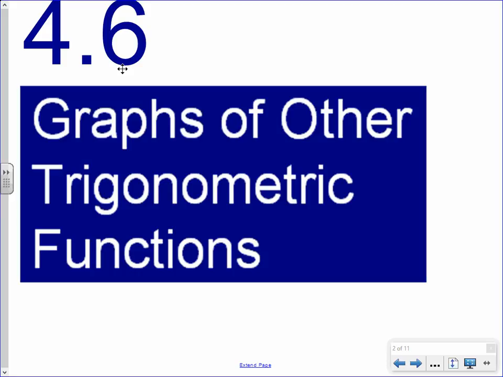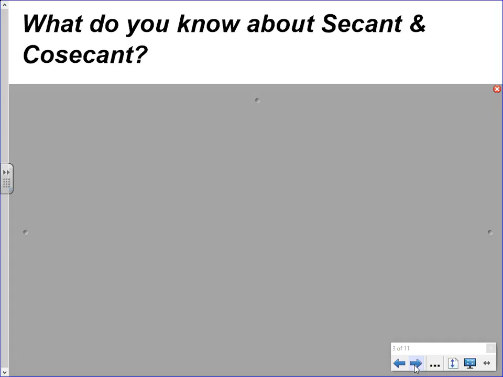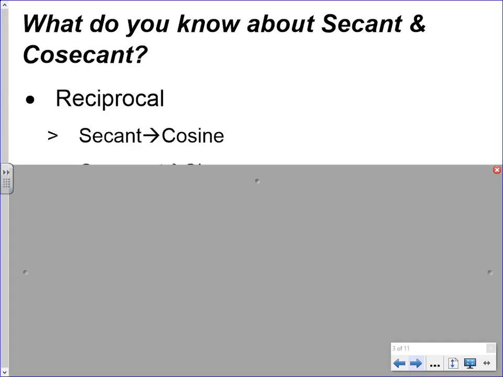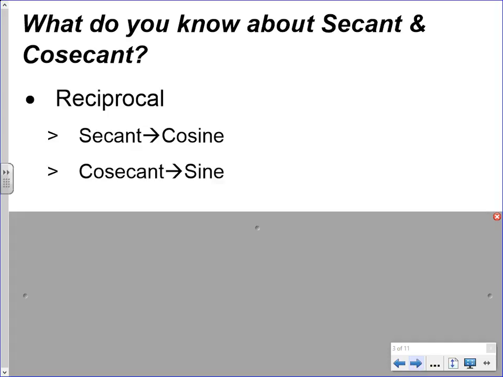First, let's talk about the relationship with secant, cosecant, and sine and cosine. So what do we know about secant and cosecant? They're reciprocals. So what is the reciprocal of cosine? Secant. What is the reciprocal of sine? If you can't remember that, write it down. Secant is the reciprocal of cosine. Cosecant is the reciprocal of sine.